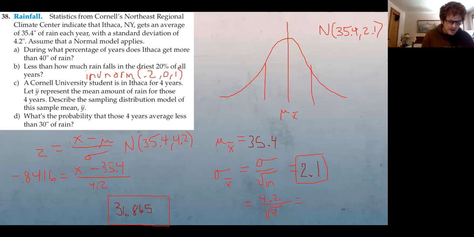All right, so now this is our model. Now we have a pretty straightforward question for the last one. What's the probability that those 4 years averaged less than 30 inches of rain? So what's the probability that in our sampling distribution we end up with a sample mean of 30 or lower? I'll just put: the probability that our random variable X bar is less than 30. And I'll just put a box right here so you guys can put that answer in whenever you find it.